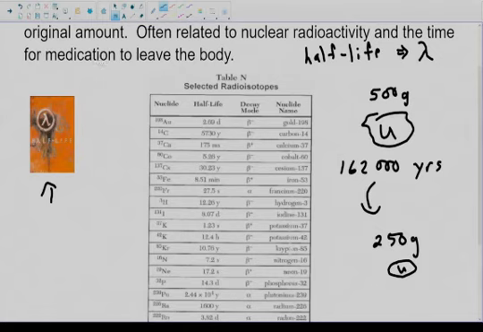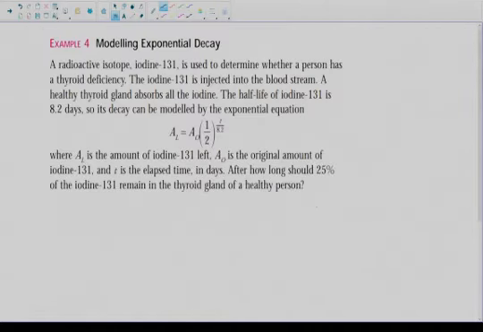So when you're dealing with half-life questions, and here's an example, a radioactive isotope, iodine-131, is used to determine whether a person has a thyroid deficiency. So this is a medical example of where half-life would come into play. The iodine-131 is injected into the bloodstream. A healthy thyroid gland absorbs all of the iodine. The half-life of iodine-131 is 8.2 days.